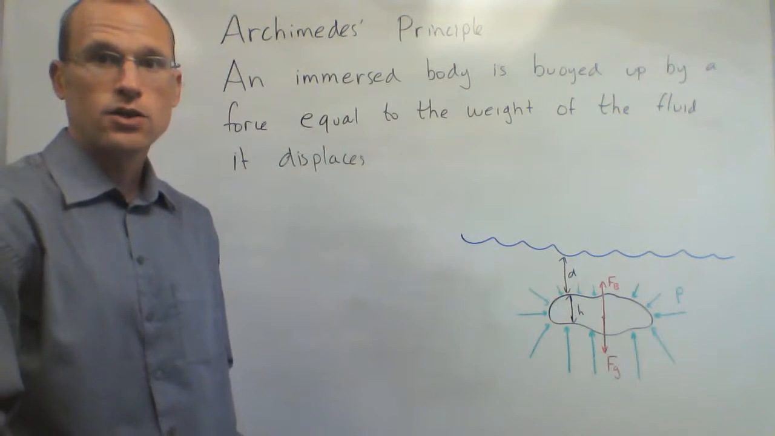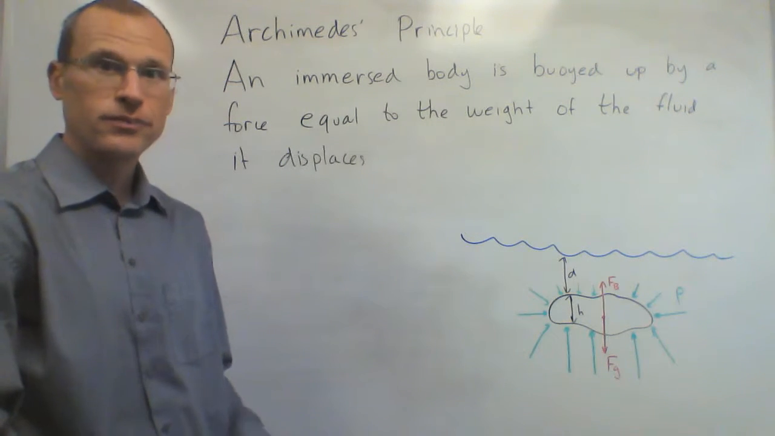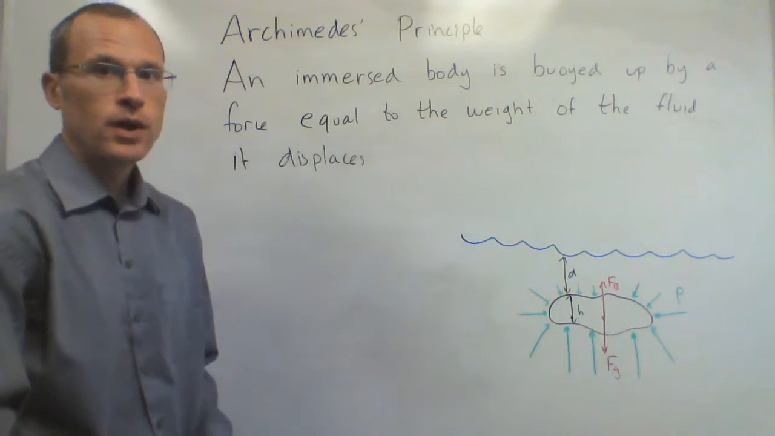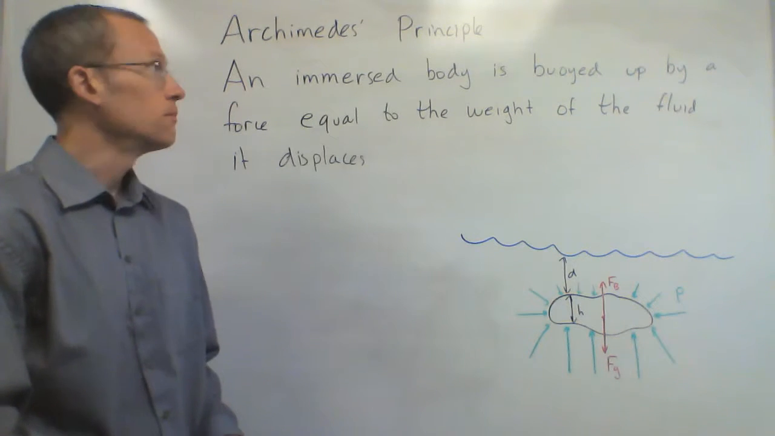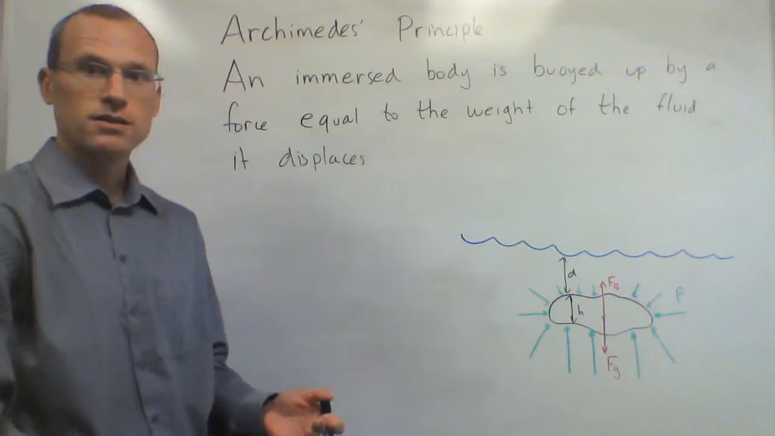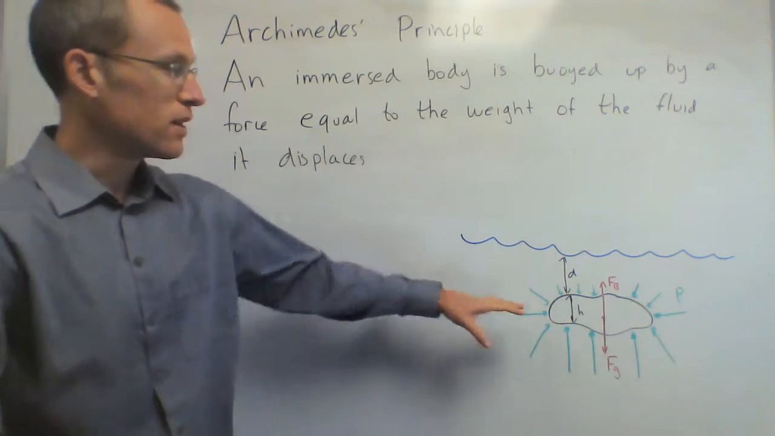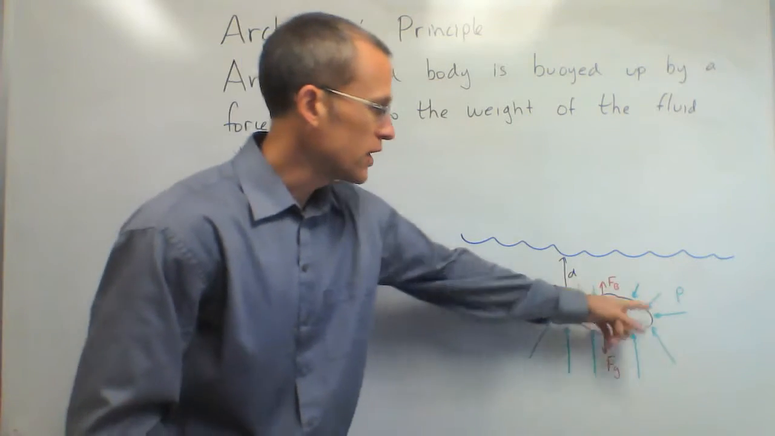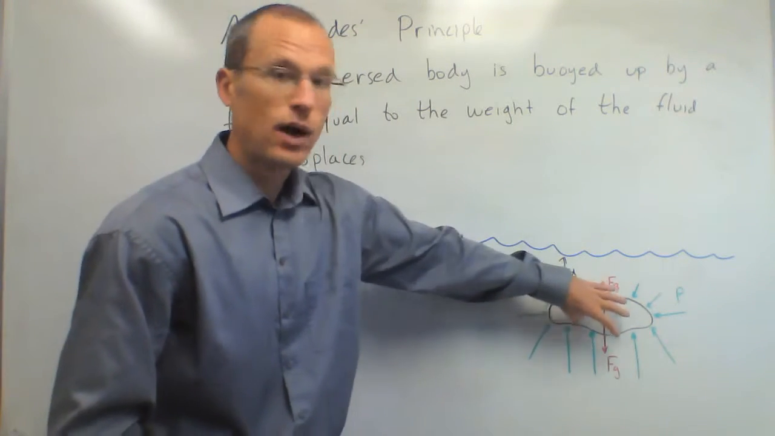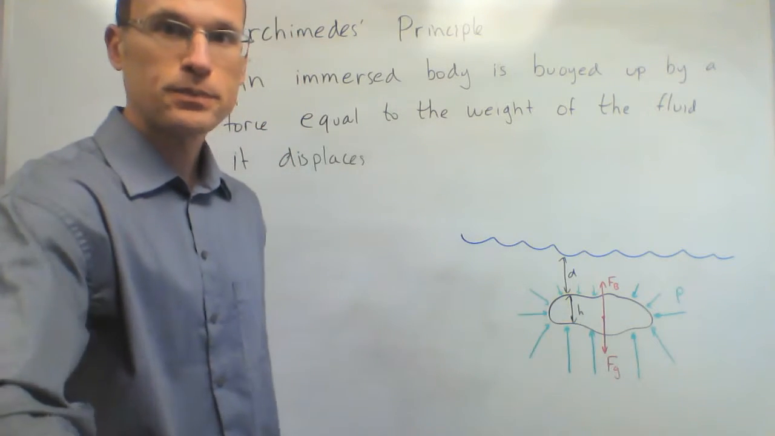So this leads to another description of the buoyant force, which actually comes from about 2,000 years ago. Archimedes' principle, which says that an immersed body is buoyed up by a force that's equal to the weight of the fluid displaced. So again, my buoyant force was equal to the weight, but it's the weight of the fluid. So whatever the weight of the fluid that was there before this object was here, that's equal to this buoyant force. So that's another way to calculate it.